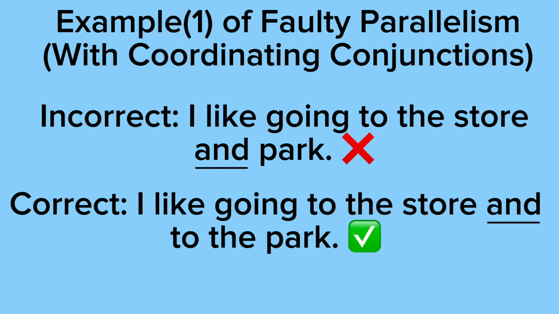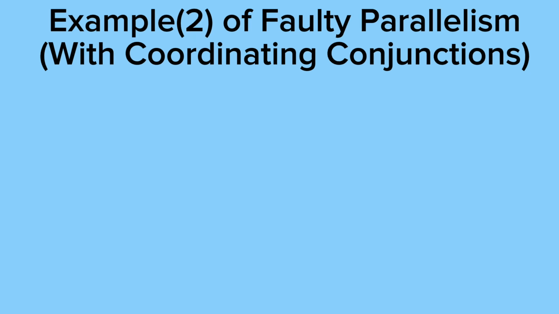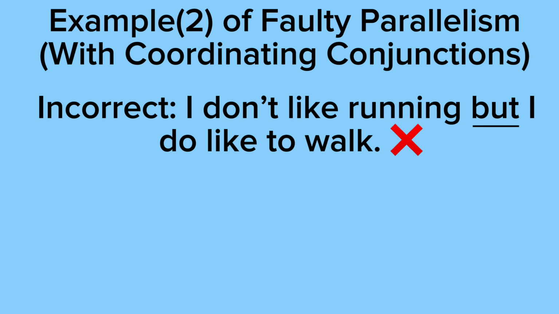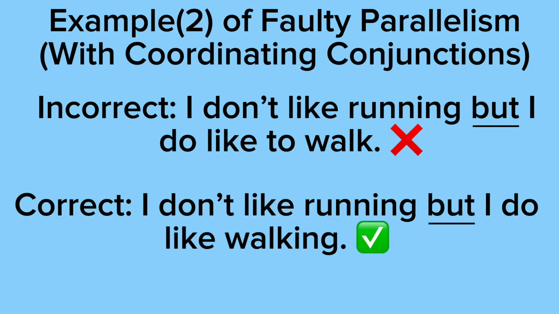As you can see, the first part of the sentence says to the store, and the second part says to the park. They're written in the same grammatical form. For our second example of faulty parallelism with coordinating conjunctions, our incorrect example says, I don't like running, but I do like to walk. As you can see, I don't like running is the first part of the sentence, and then I do like to walk is the second part, and they don't have the same grammatical form. So the correct way of writing this sentence would be, I don't like running, but I do like walking. As you can see, running and walking are written in the same grammatical form.